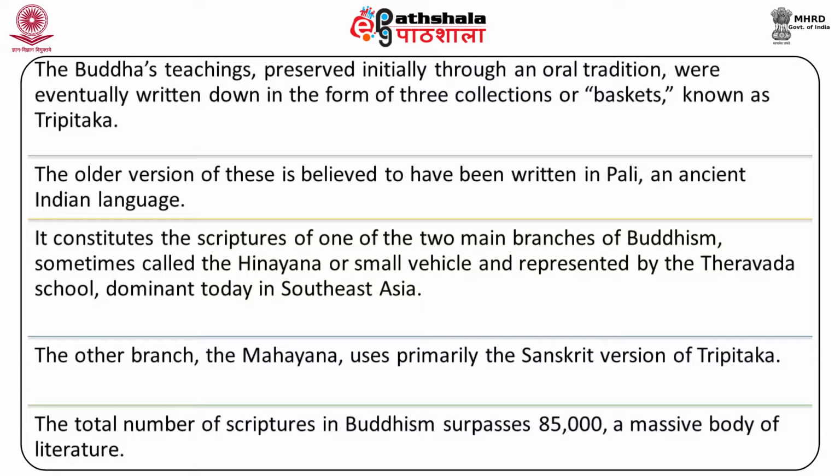The other branch, the Mahayana, uses primarily the Sanskrit version of the Tripitaka. The total number of scriptures in Buddhism surpasses 85,000, a massive body of literature. Mahayana or Great Vehicle Buddhism is dominant in East Asia. Zen belongs to the Mahayana tradition, developing from roots in India through the filters of Taoism in China, passing from there to Korea and Japan and to the rest of the world.